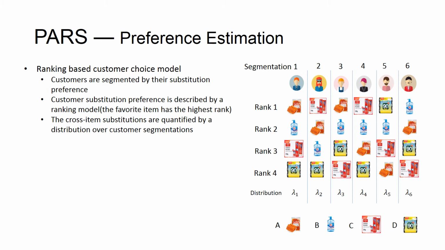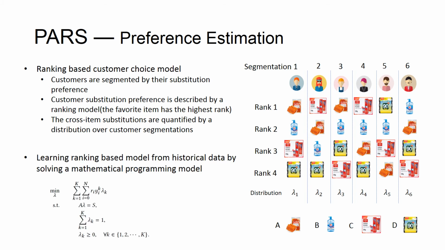So when we impose a distribution on these customer segments, we can quantify the impact of customer substitution on item sales. Now the task is how to learn this distribution from historical data. To learn this distribution, we propose mathematical programming. By solving this mathematical programming, we can get the optimal solution for the distribution that is consistent with our historical data.